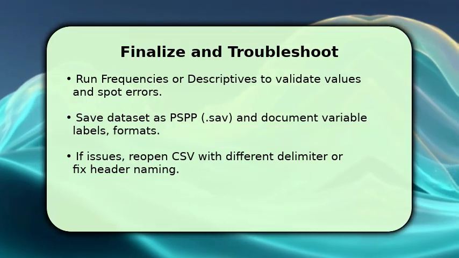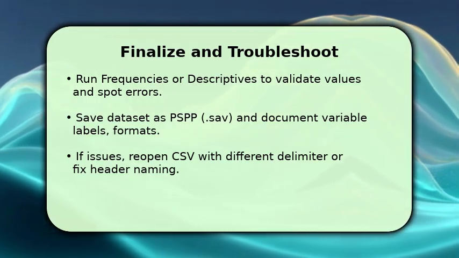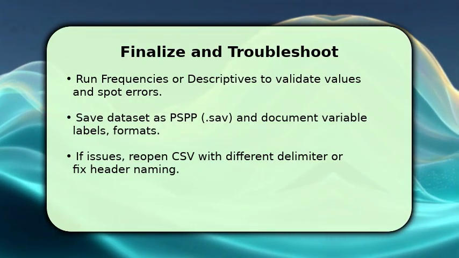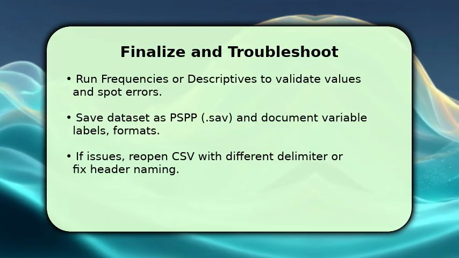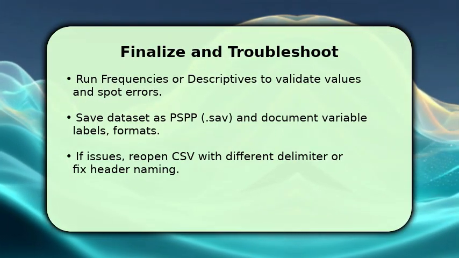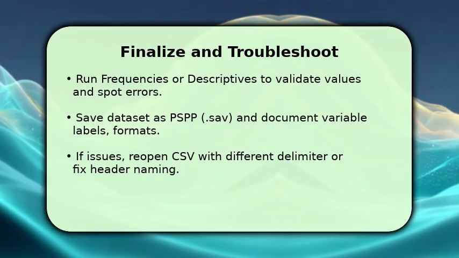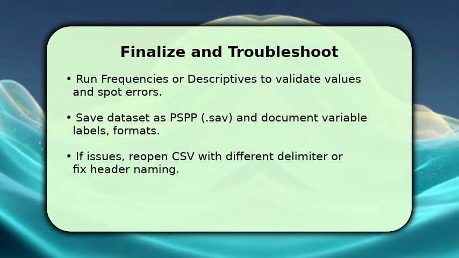If something goes wrong, try reopening the CSV with an alternate delimiter or encoding, or inspect the header row for invisible characters. Fixing headers and re-importing usually resolves mismatched types or shifted columns.